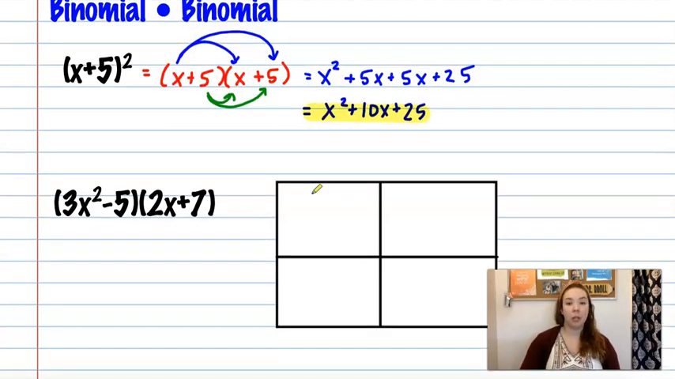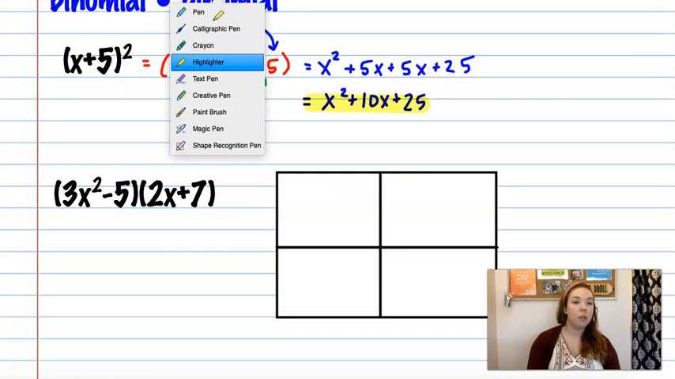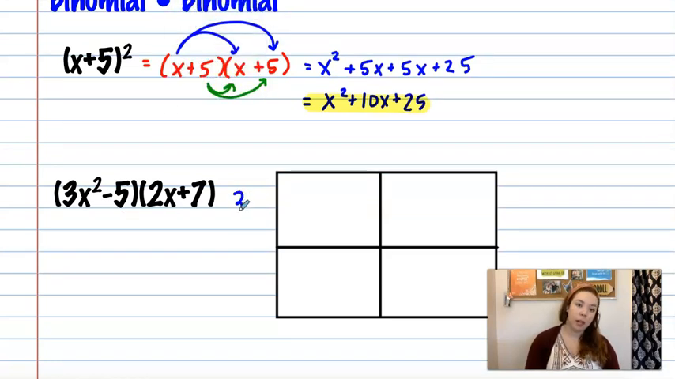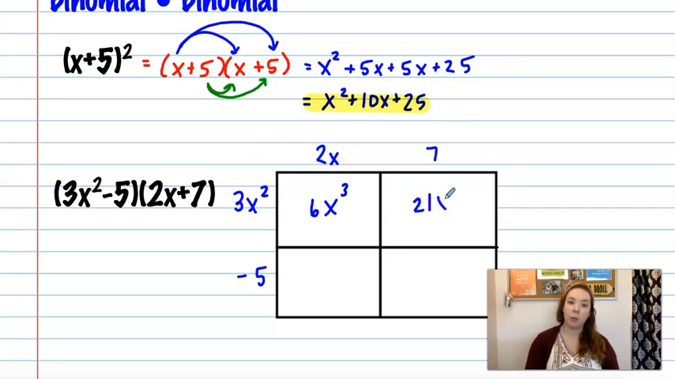This next problem I'm going to go ahead and do with the box method with you. So we have 3x squared and minus 5 for one term. Then we have 2x and 7 for the other, and it doesn't matter which side you put them on. I could have flip-flopped these if I wanted. So 3x squared times 2x is 6x to the third. 3x squared times 7 is 21x squared. Then I have negative 10x and negative 35.